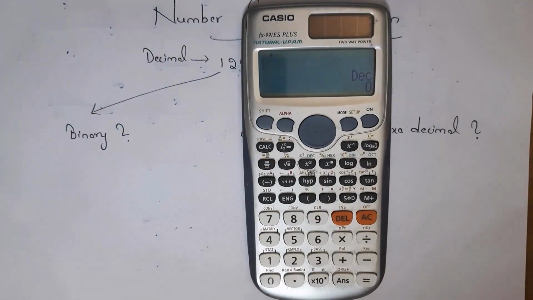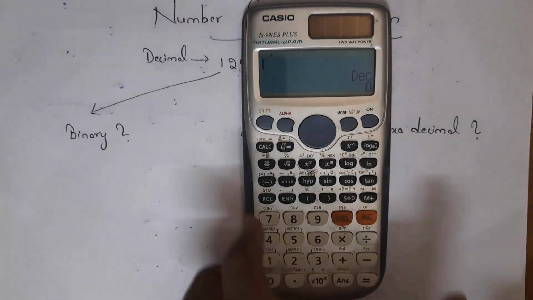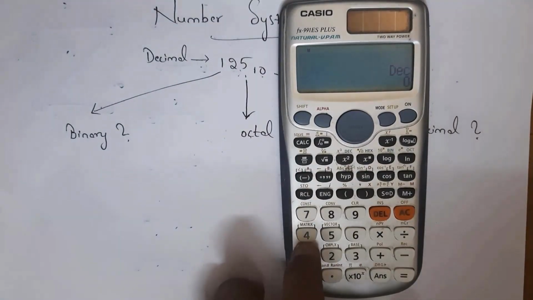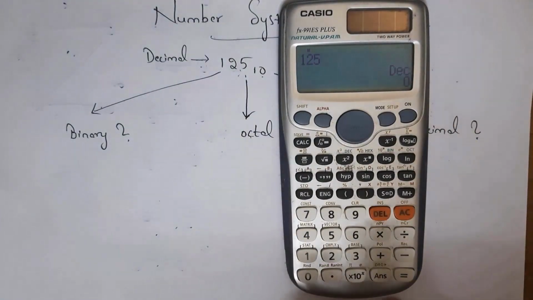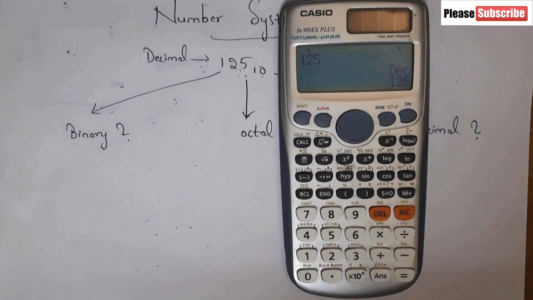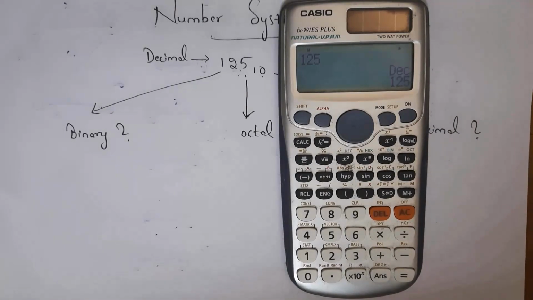Here by default it will show decimal. Here you need to enter your number. Here number is 125, so I am entering 125. Plus is equal to. Here you can see number 125. Now I want to convert this 125 into binary.